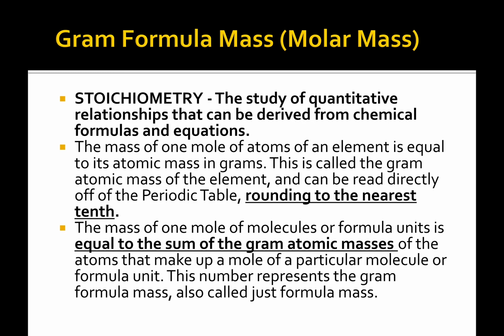This is called the gram atomic mass of the element. We also just call it the atomic mass. It's read directly off the periodic table and we round it to the nearest tenth. So the mass of 1 mole of molecules or formula units is equal to the sum of the gram atomic masses, or the atomic masses, of every atom that makes up 1 mole of a particular molecule or formula unit. This number represents the gram formula mass, which we also call just formula mass. So you'll see that in both ways. I generally refer to it as the gram formula mass or GFM.